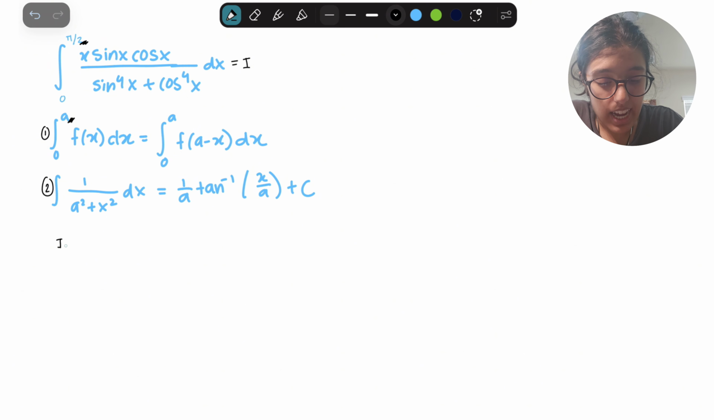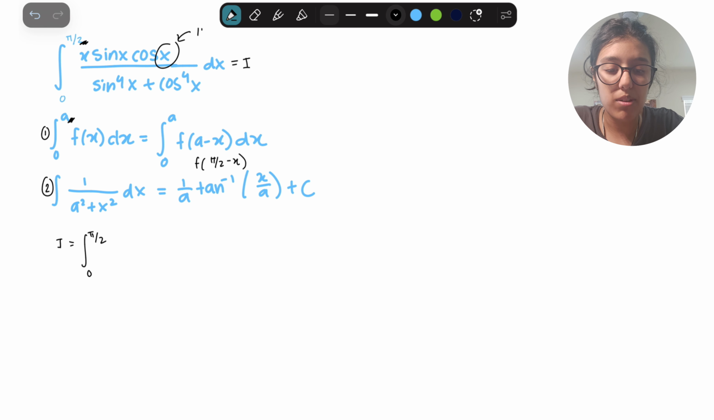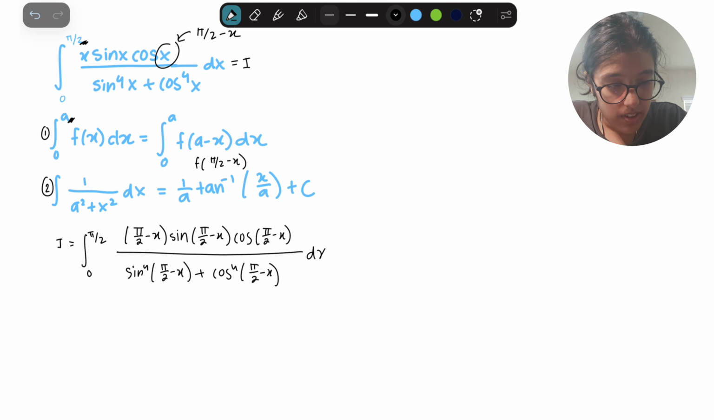So I'm going to say I is equal to integration 0 to pi over 2, and now this part, instead of f of a minus x, is going to be f of pi over 2 minus x. So basically, wherever I see an x in the original problem, I'm going to replace it with pi over 2 minus x. So let's do that right now. There we go, we have applied the first hint.